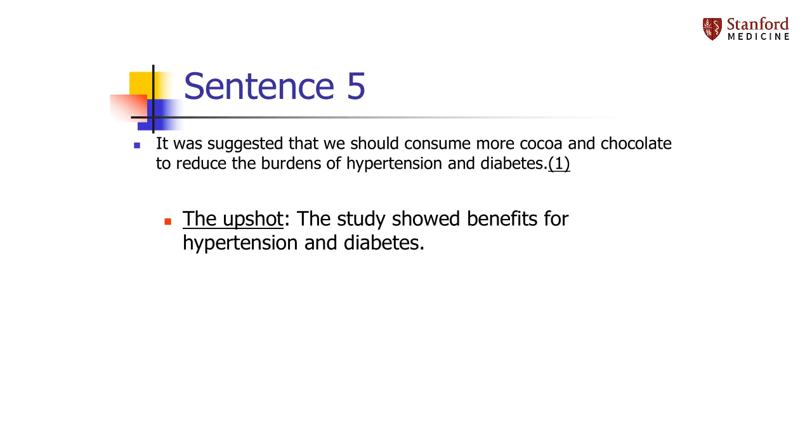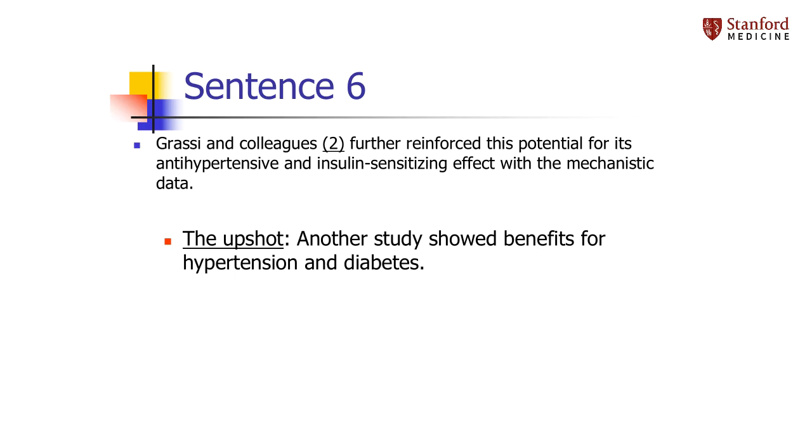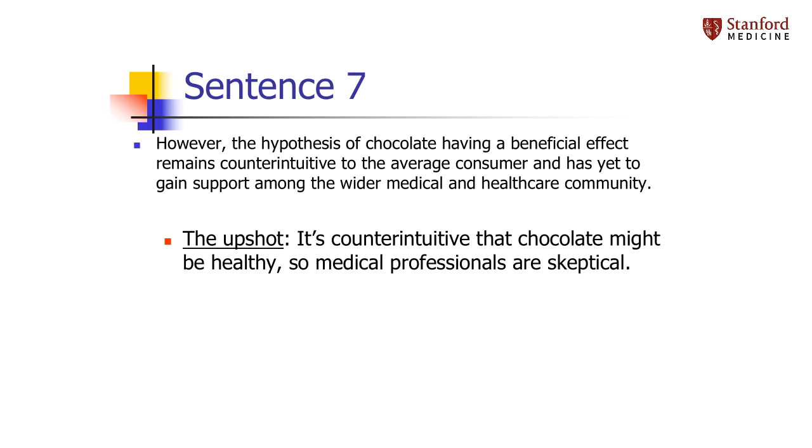Next we get, it was suggested that we should consume more cocoa and chocolate to reduce the burdens of hypertension and diabetes. That boils down to, the study showed benefits for hypertension and diabetes. Then we get another study, Grassi and colleagues further reinforced this potential for its antihypertensive, that's talking about blood pressure, and insulin sensitizing effect, that's talking about diabetes, with the mechanistic data. That boils down to, another study showed benefits for hypertension and diabetes. Again, when I edited this in the end, I ended up taking out the specific authors' names here because I thought that detail wasn't necessary and detracted from the main point.